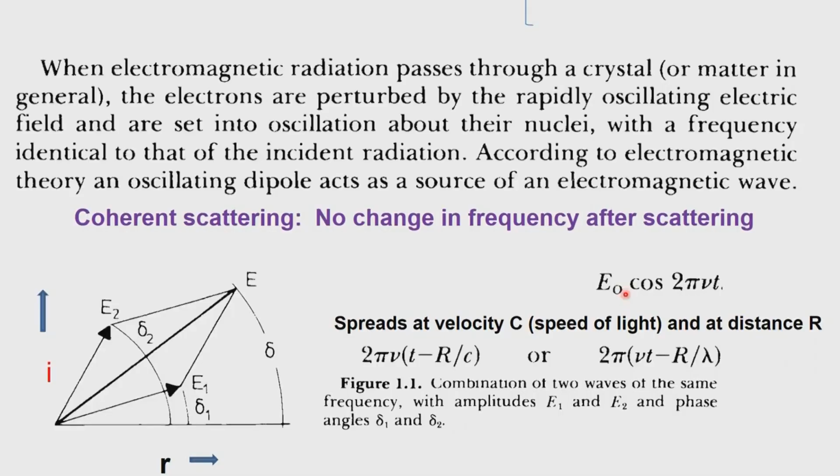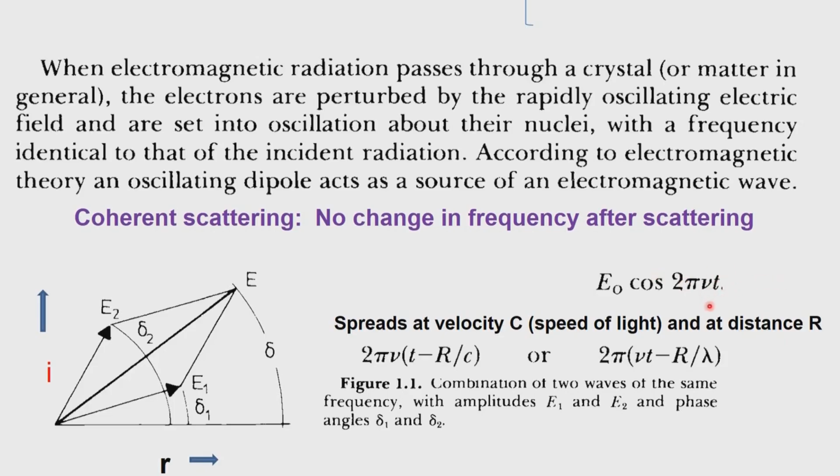So, it will go as e to the power of i k dot r, where k is the wave vector and r is the position vector. So, that is associated with the amplitude E naught, and this will be the phase. So, the phase now, if it is real, is cosine 2 pi nu t, but since we are considering electromagnetic radiation, the phase will be exponential i 2 pi nu t.